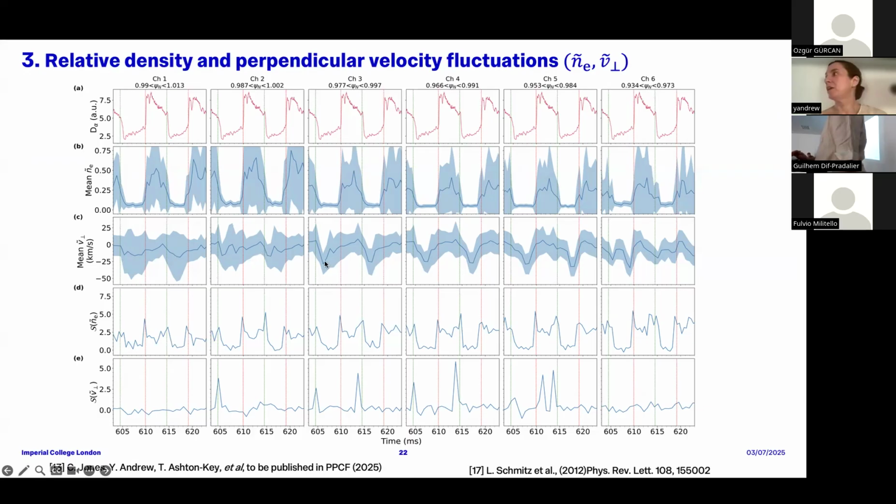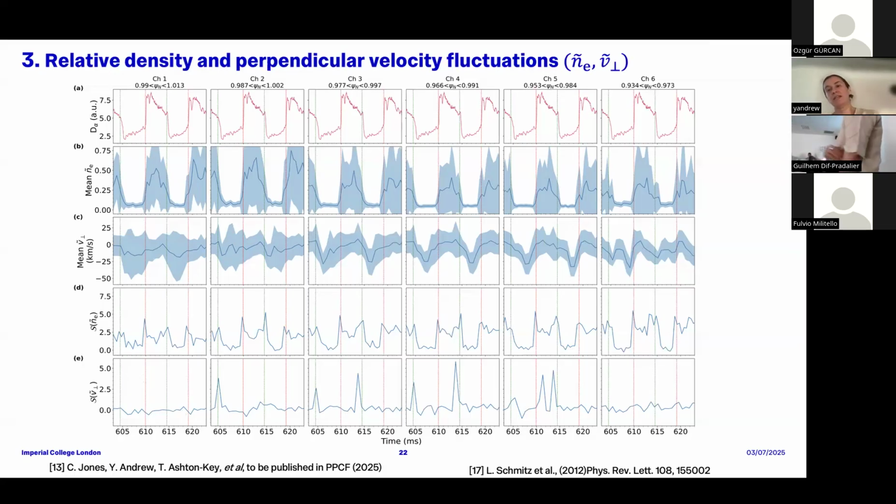And then that becomes more significant in the region where the ER well forms. So you can see this very beautiful peaked velocity time trace here. The phase difference between them is important. I think this gives us important information on the causality, which has been an ongoing question. And then finally here we have the skewness of the relative density fluctuations and the skewness of the perpendicular velocity.